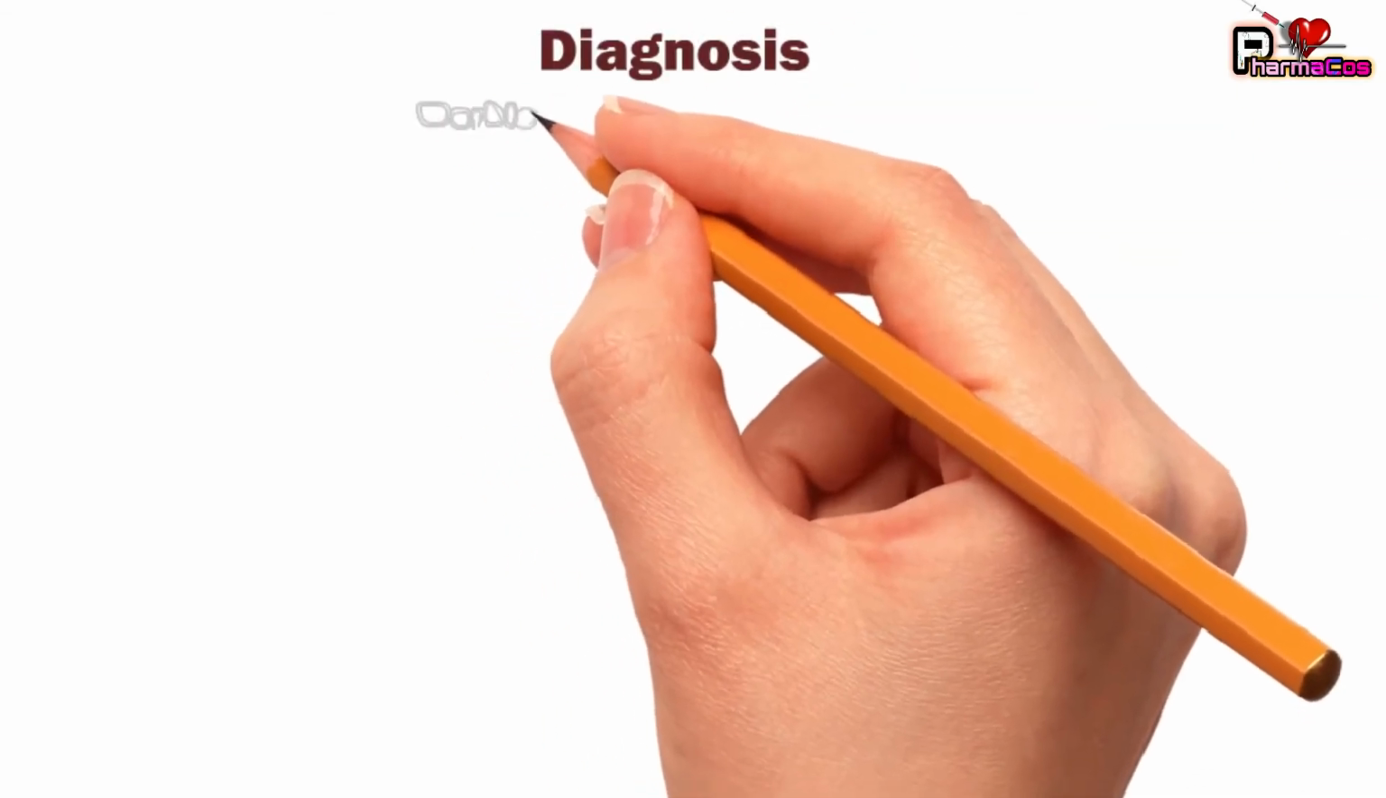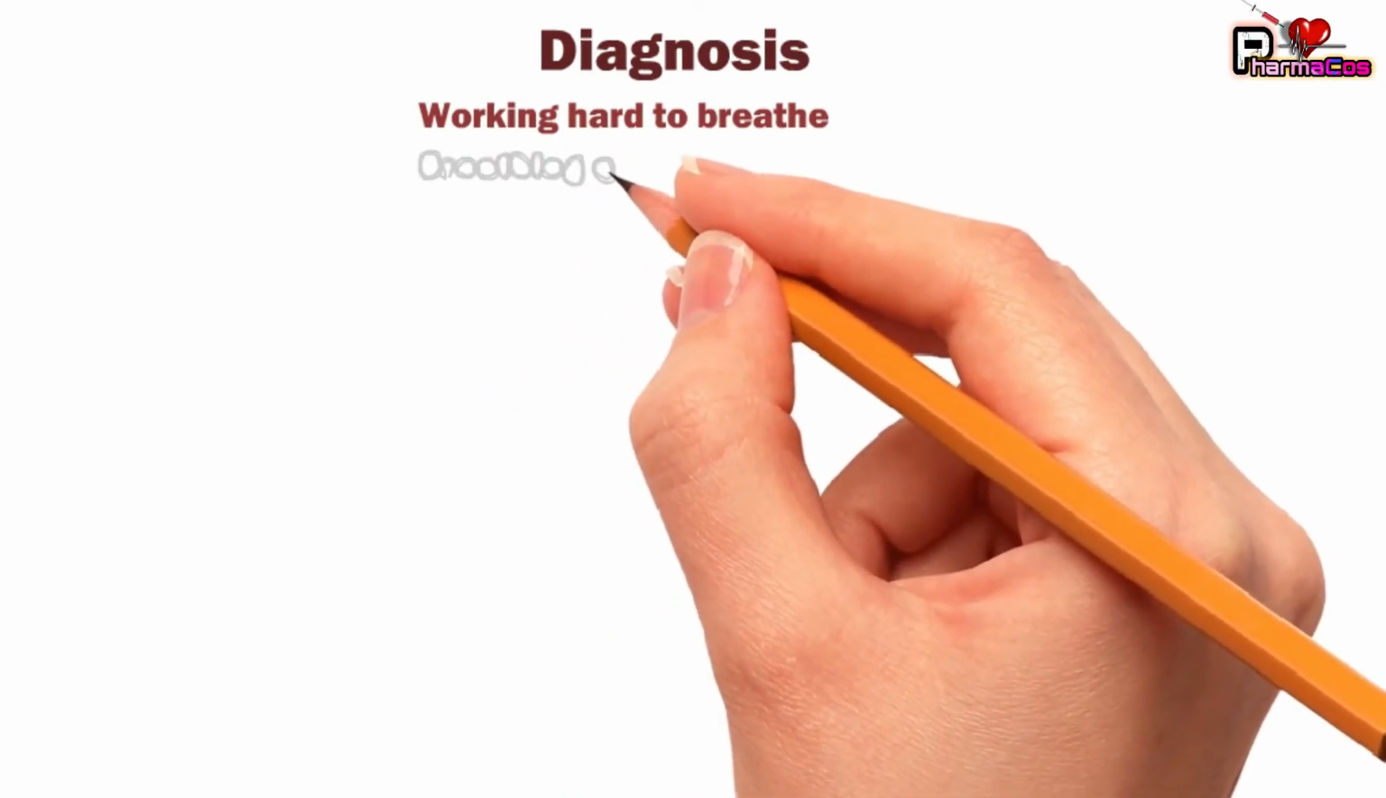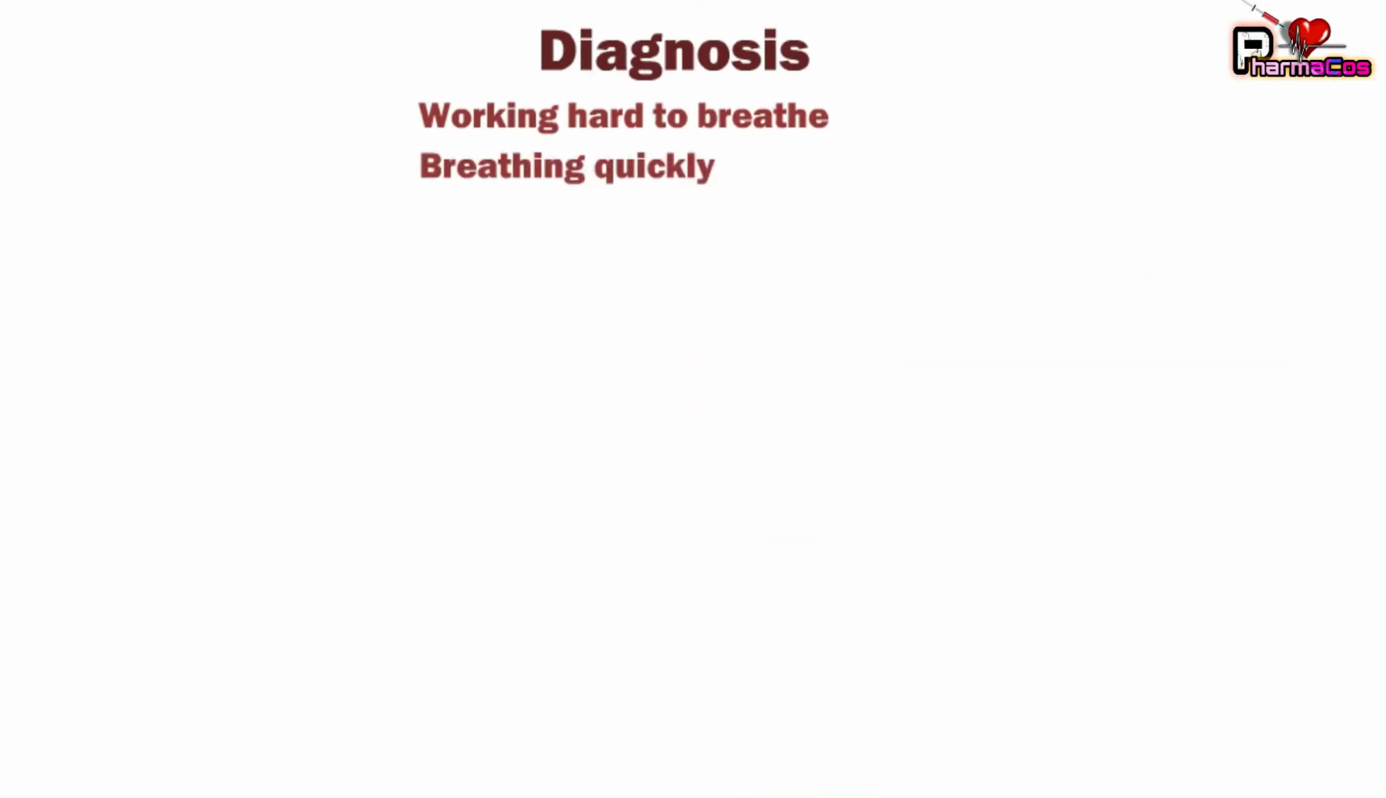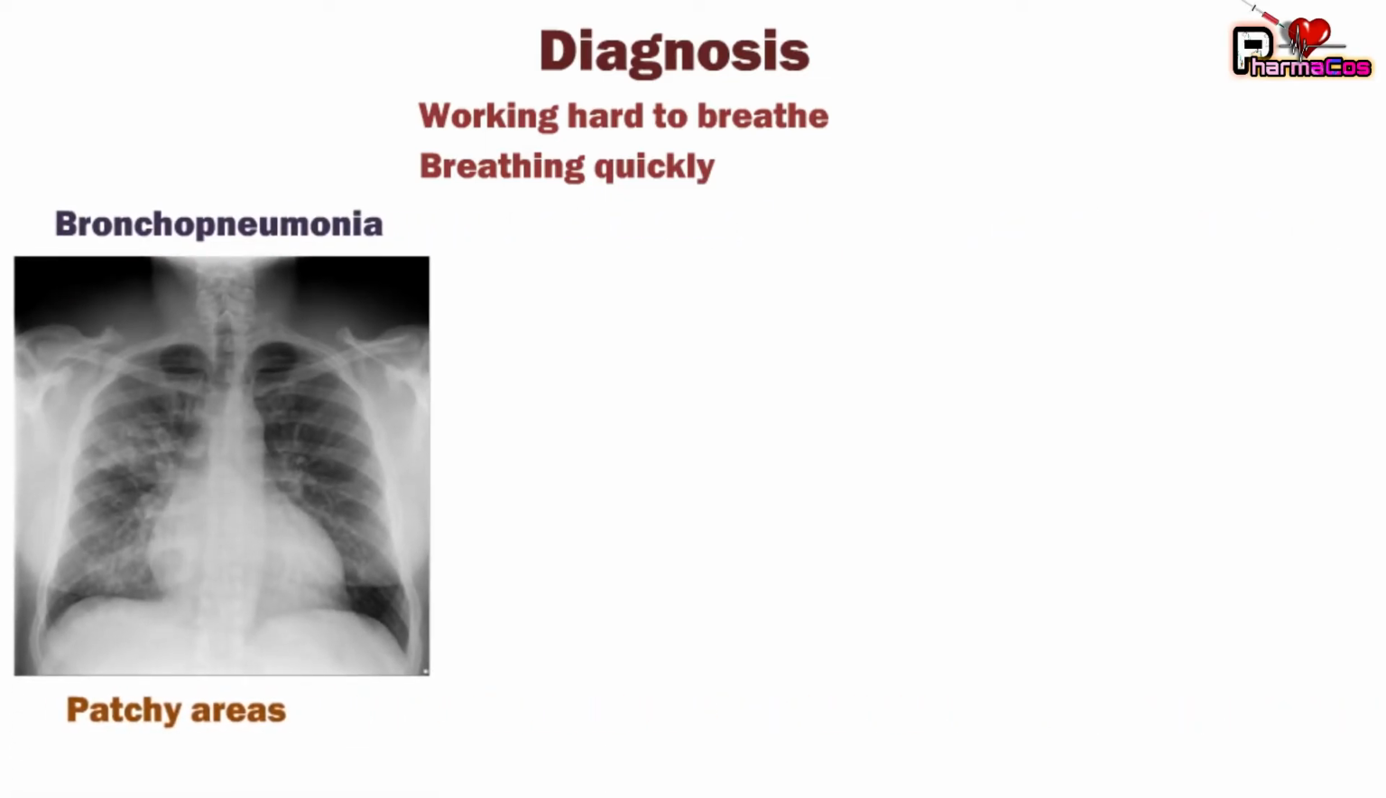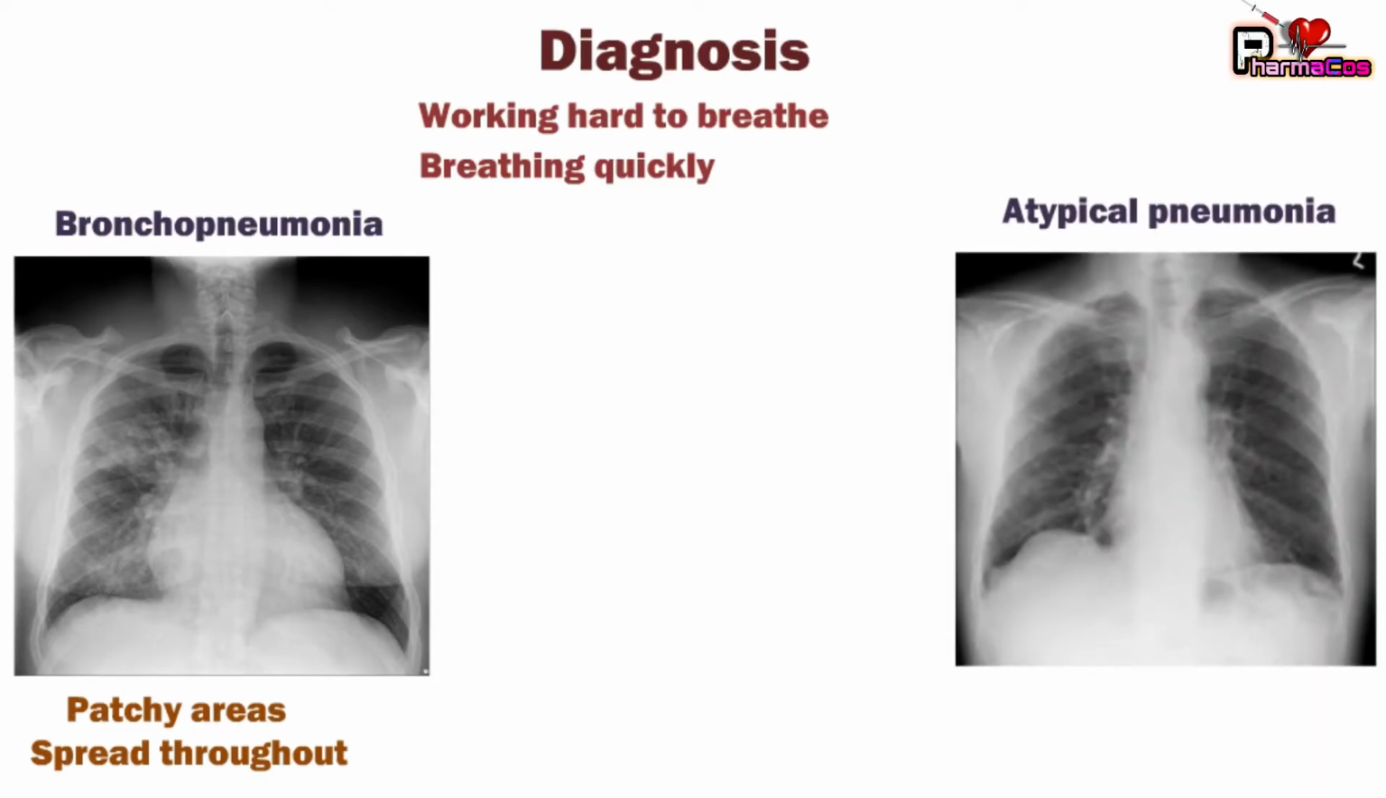Diagnosis of pneumonia is usually made in a person who is working hard to breathe or breathing quickly. It is most commonly diagnosed by looking at the patient's chest X-ray, which will show signs of consolidation. A chest X-ray of bronchopneumonia typically shows patchy areas that are spread throughout the lungs. In atypical or interstitial pneumonia, the pattern is also often spread throughout but is often concentrated in the perihilar regions and looks reticular, meaning there will be more line-shaped opacities visible in chest X-rays.